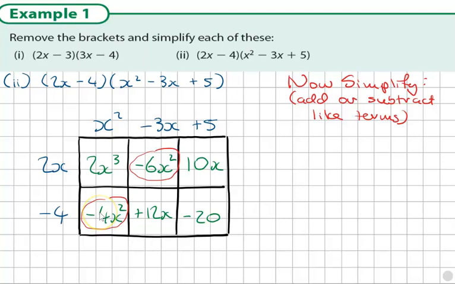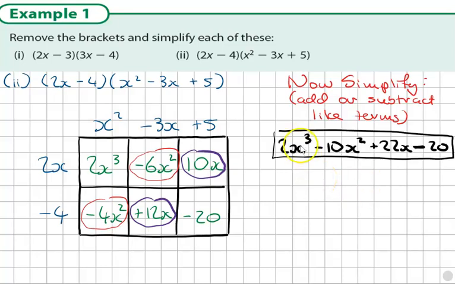So minus 4x squared minus 6x squared will be minus 10x squared. The powers don't change when we're adding and subtracting. And 12x plus 10x will be 22x. Again, the powers don't change when we're adding or subtracting. So we've 2x cubed minus 10x squared plus 22x minus 20.